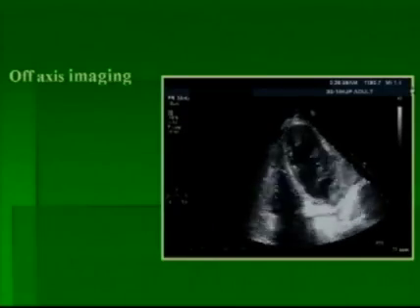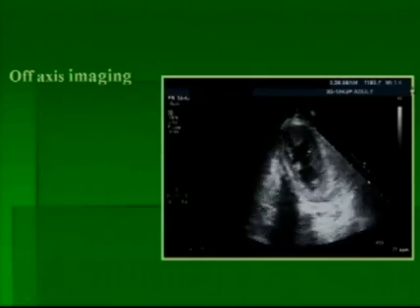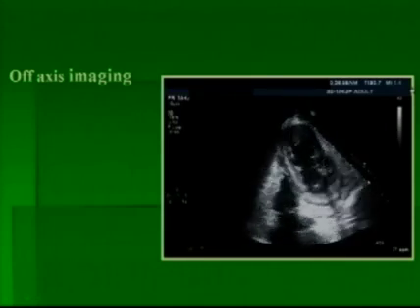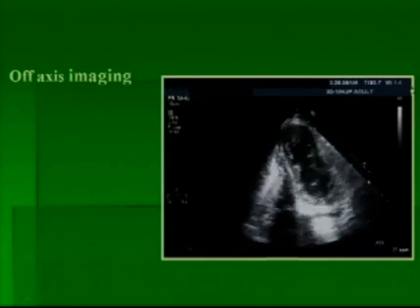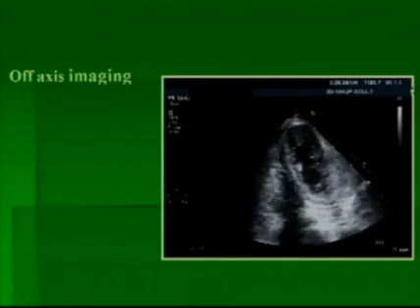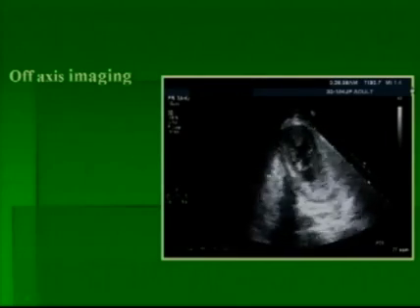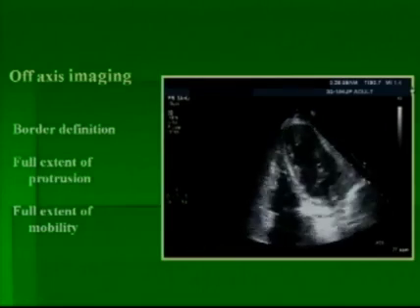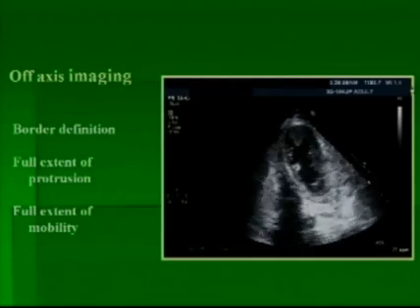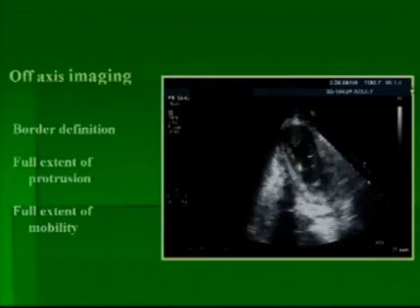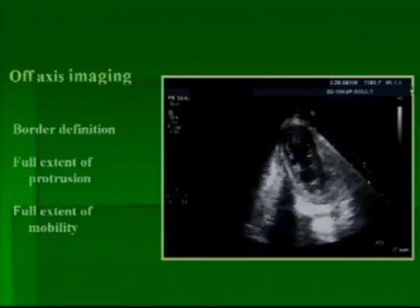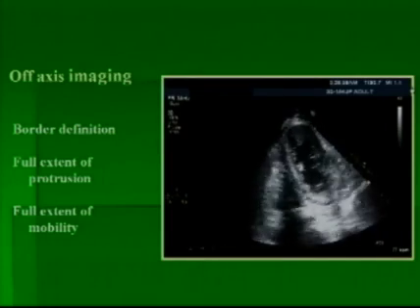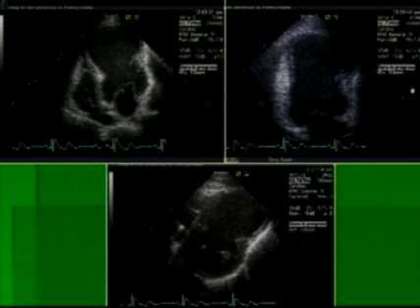But when we perform off-axis imaging, you can see there is a mass at the apex and it's protruding into the left ventricular cavity. This is an example of how we need to be performing off-axis imaging to get all of our imaging planes in to look for these masses. When we do the off-axis imaging, we can better define the border. We can see the full extent of protrusion of the mass into the left ventricular cavity. And of course, we can see the full extent of mobility of the mass as well.